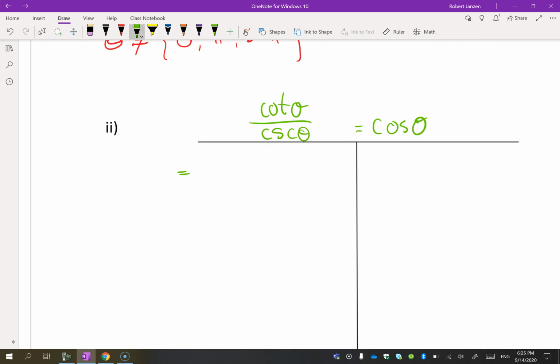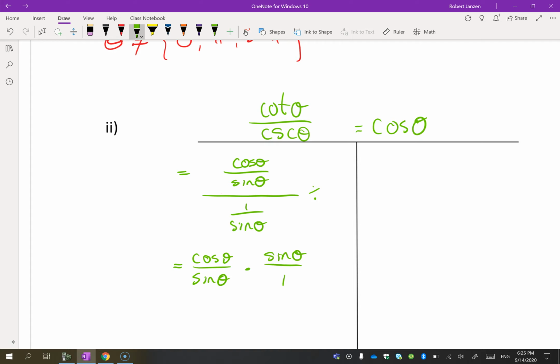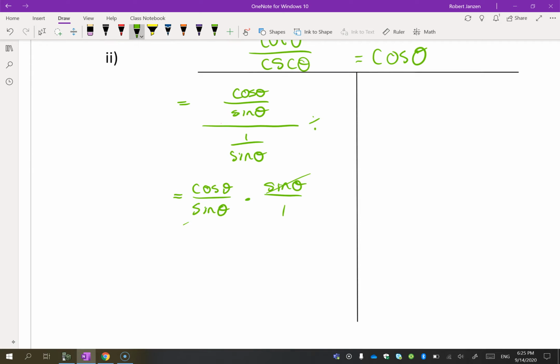Okay, so the left side looks more complicated. I'm going to write this as cos over sine divided by 1 over sine. Now again, since this is division, I'm going to change it to multiplication, so I get cos over sine times sine over 1. Those cancel. I get cos, which means my left-hand side equals my right-hand side. Done.